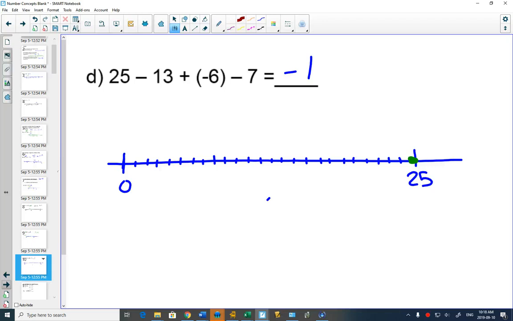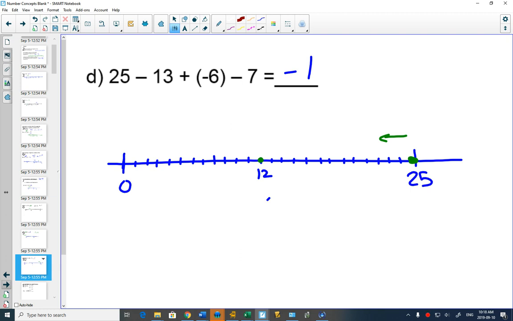But first of all, we have 25 minus 13. Subtract means go this direction, I'm going to go back 13. When I go back 13, 1, 2, 3, 4, 5, 1, 2, 3, 4, 5. You end up right here at 12. So now 25 minus 13 gets us to 12.